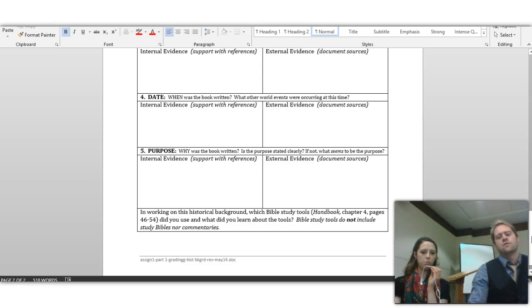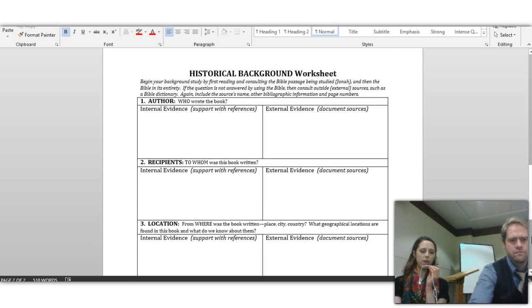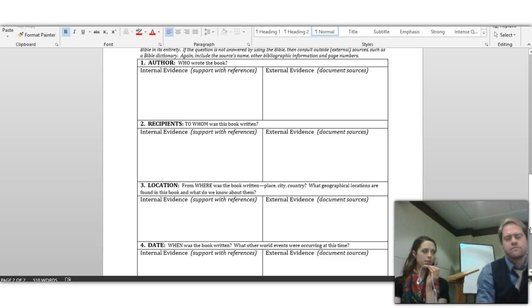Another example of that would be the where, the location. So the location, we have locations that are said in the text. However, they don't give you much information about those locations. So even though you have locations and you should be supporting those with references, you will need to go outside of the Bible to understand the significance of those places.